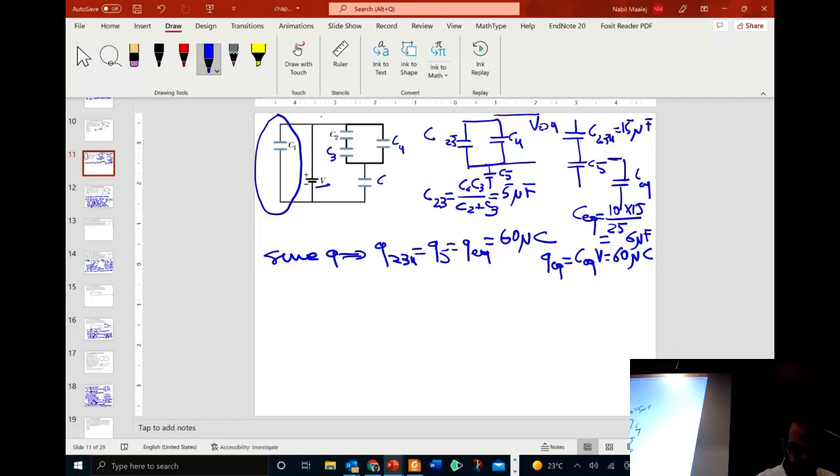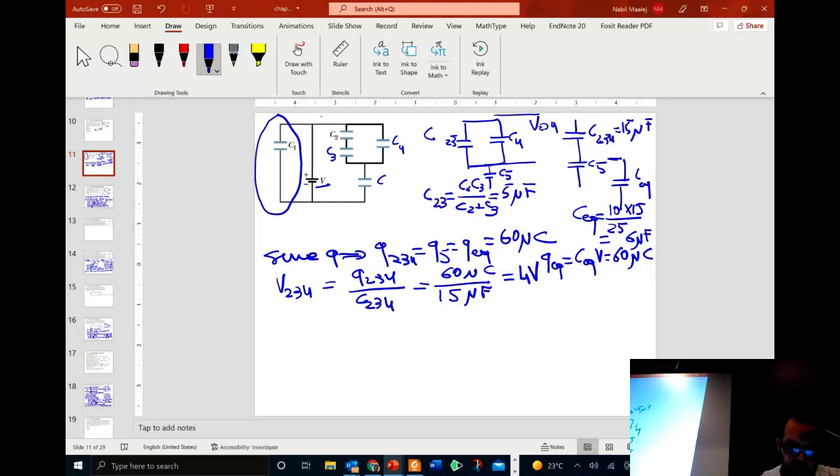Okay, so I can determine V234, delta V, we'll use V234, is equal to Q234 divided by C234. Okay, so what is Q234? It's 60 microcoulombs. What is C234? It's 15 microfarads. 60 divided by 15, that's 4 volts.